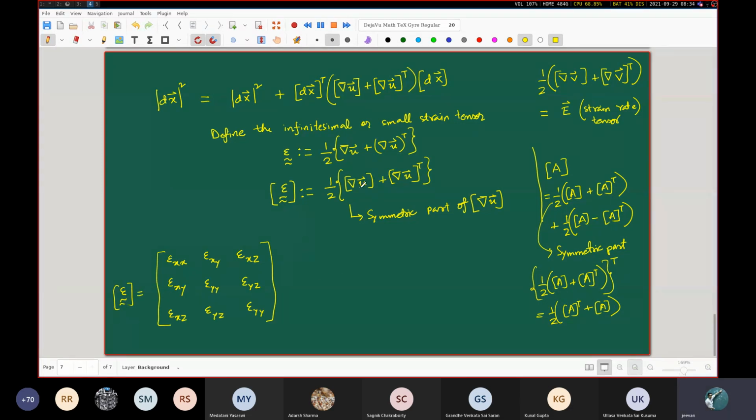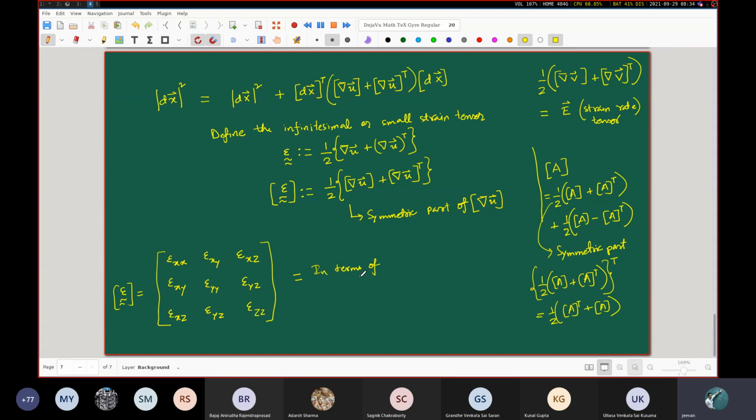Since this is equal to that, you go ahead and try to find out, in terms of the last element of that matrix, epsilon yy. Oh, sorry, this is epsilon zz. Sorry, this is epsilon zz.